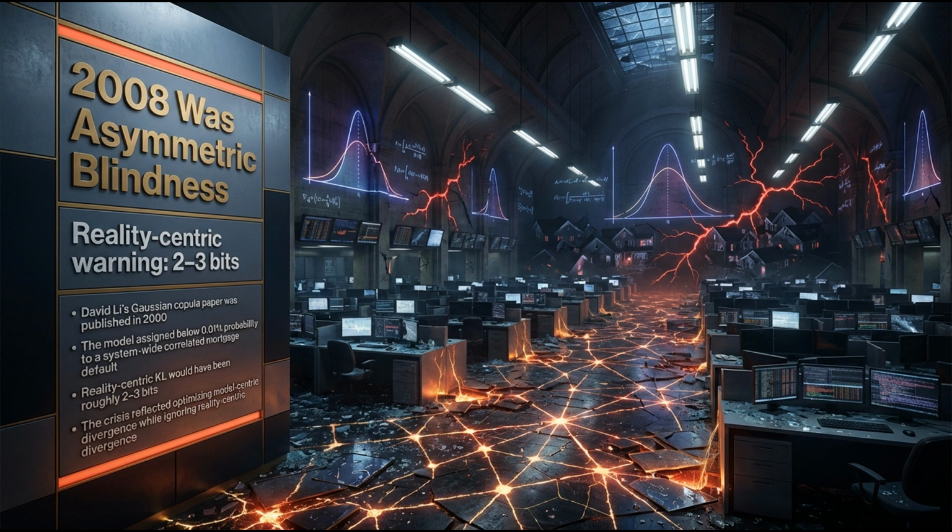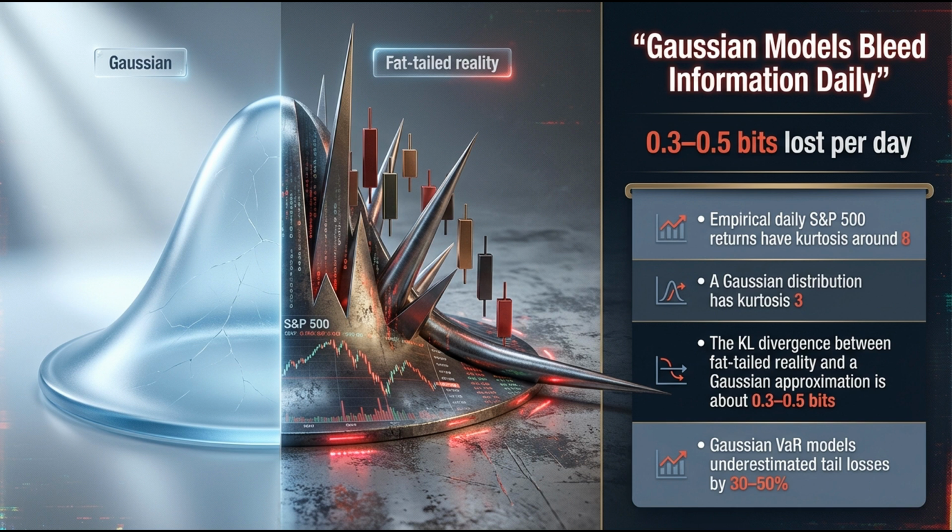Had the quantitative risk managers of that era utilized reality-centric divergence, the asymmetric tool we are discussing, the metric would have screamed a 2 to 3 bit warning. Because reality-centric divergence penalizes where reality actually has mass. Yes, it penalizes the model everywhere reality actually has mass, including the extreme, catastrophic, fat tails of the distributions. The model-centric approach allowed risk managers at Lehman Brothers and Bear Stearns to confidently drive their portfolios into a concrete barrier because their symmetric map told them the road was clear.